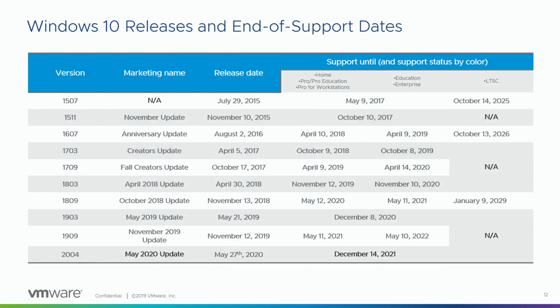So I mentioned earlier that the semi-annual channel did have a support matrix on it. This chart here shows everything up through the current release that came out in May. And it shows the support lifecycle for those releases. And you'll see that depending on which version of Windows you're deploying and which release train you're on, there are different support dates. Some have a longer support lifecycle than others. Again, that depends on whether or not you're using the like Pro versus Enterprise and which specific release.